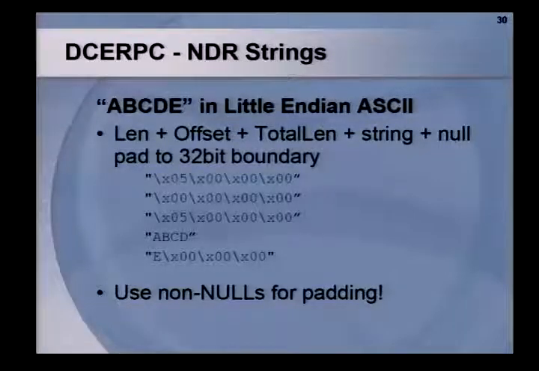One of the interesting things a number of IDSs are still currently broken for is they look for nulls for the padding. You don't have to use nulls. You can just use random junk. The actual end host will say, I'm supposed to read 5 bytes, and the rest of it is just junk, so ignore it.